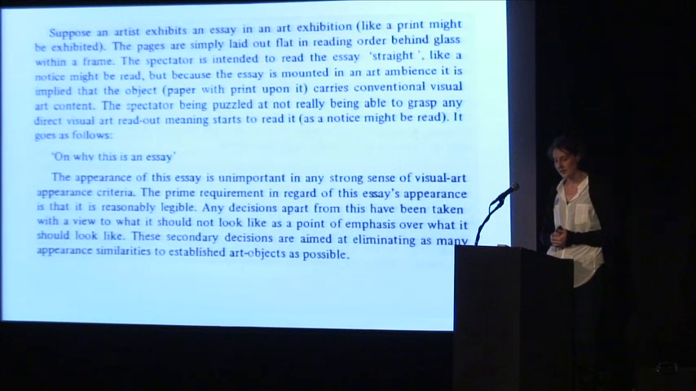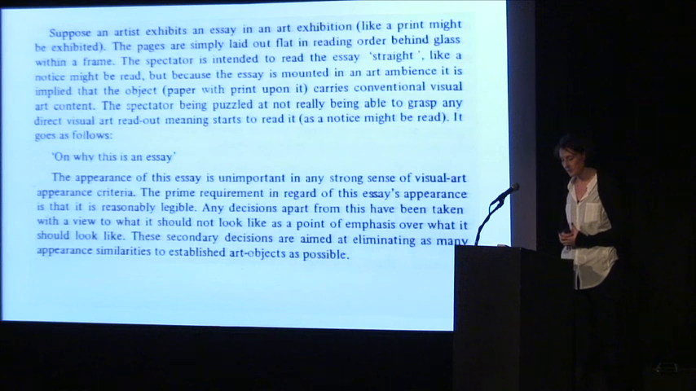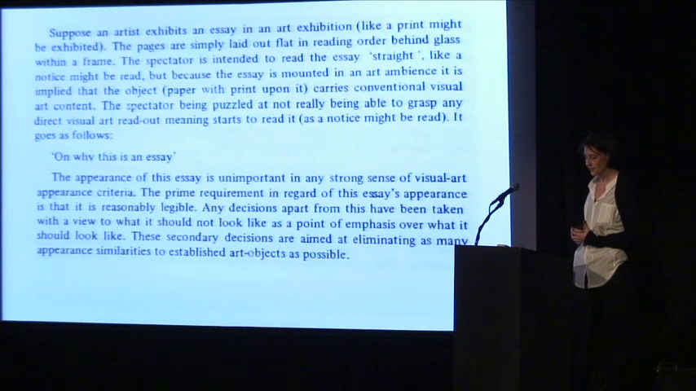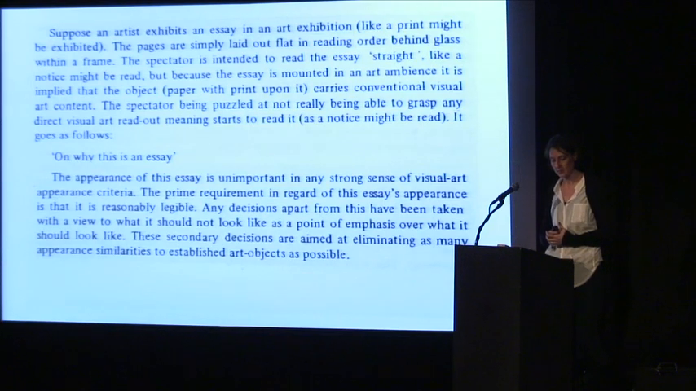Suppose an artist exhibits an essay in an art exhibition, like a print might be exhibited. The pages are simply laid out flat in reading order behind the glass within a frame. The spectator is intended to read the essay straight, like a notice might be read. But because the essay is mounted in an art ambience, it is implied that the object, paper with print upon it carries conventional visual art content. The spectator, being puzzled at not really being able to grasp any direct visual art readout meaning, starts to read it as a notice might be read.